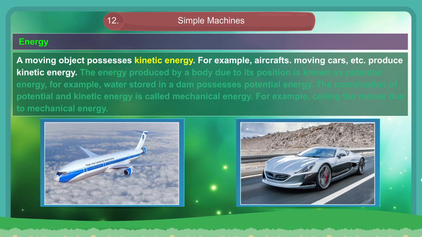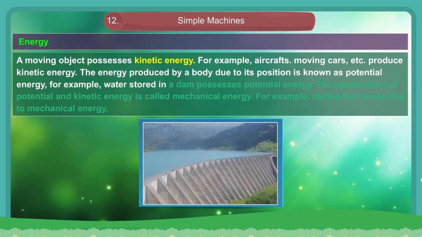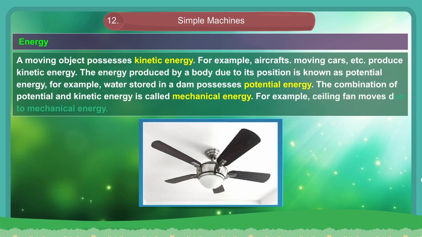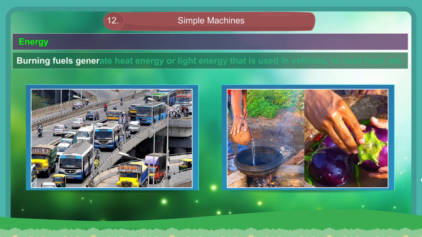produce kinetic energy. The energy produced by a body due to its position is known as potential energy. For example, water stored in a dam possesses potential energy. The combination of potential and kinetic energy is called mechanical energy. For example, a ceiling fan moves due to mechanical energy. Burning fuels generate heat energy or light energy that is used in vehicles, to cook food, etc.